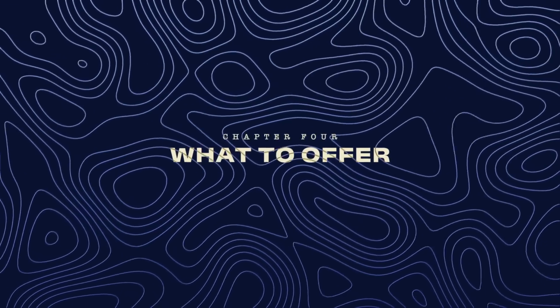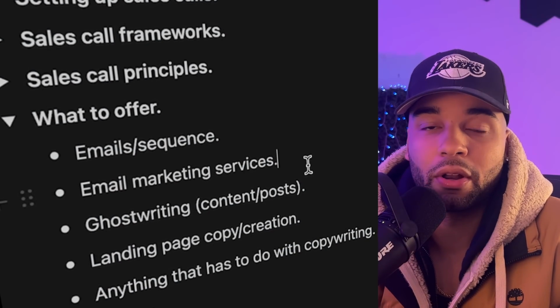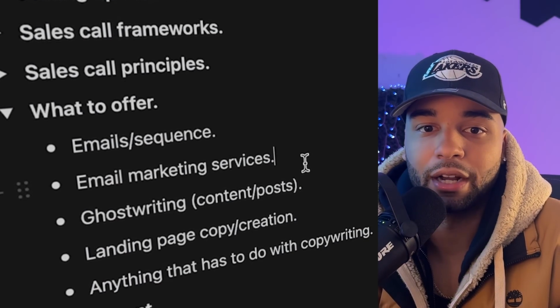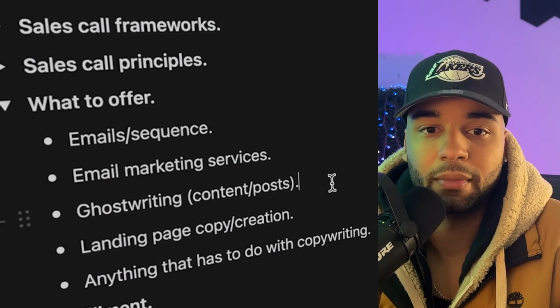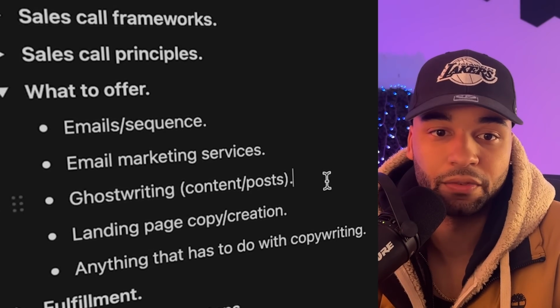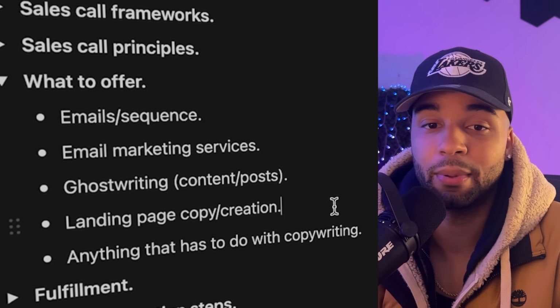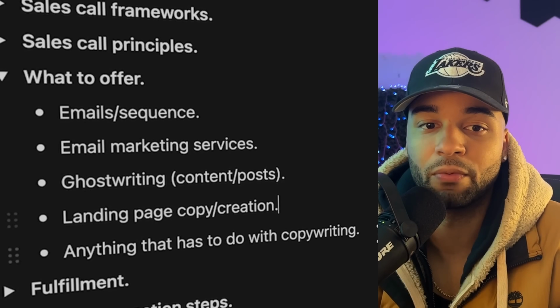So what do you even offer? The go-tos are emails/email sequences. Email marketing service means you'll get inside their software and actually set it all up for them. Ghostwriting, meaning you'll write the content for them. You'll write the reels, you'll write the YouTube videos, you'll write the posts for them. Landing page and copywriting creation, right? So you create the landing page or you just do the copy, you write the copy for them.